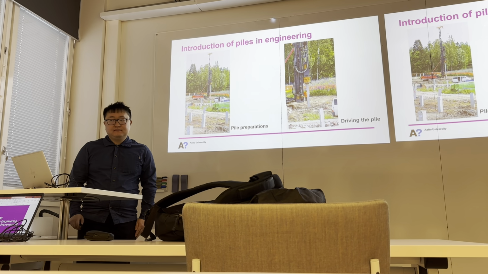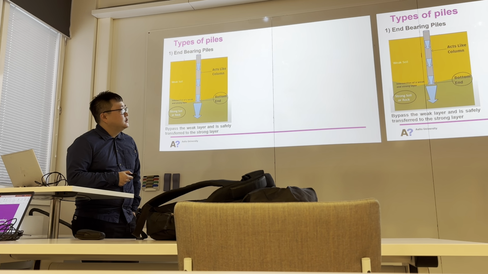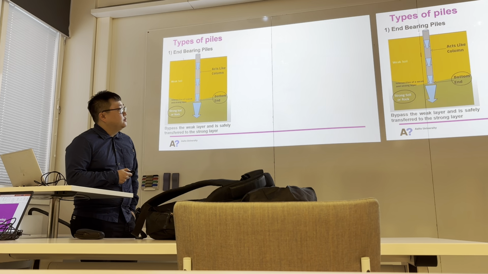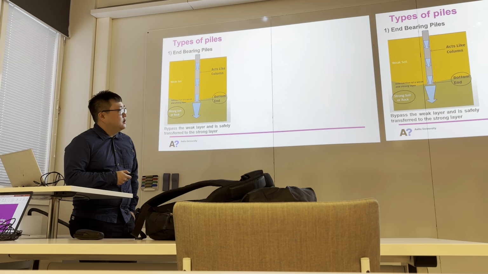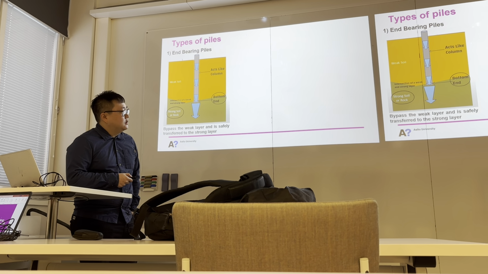Now we introduce several common types of piles. The first one is the end-bearing pile, which is often used in Finland instead of other piles. For end-bearing piles, the bottom end of the pile rests on the intersection of the weak and strong layers, and the load of the building can bypass the weak layer and transfer to the strong layer.